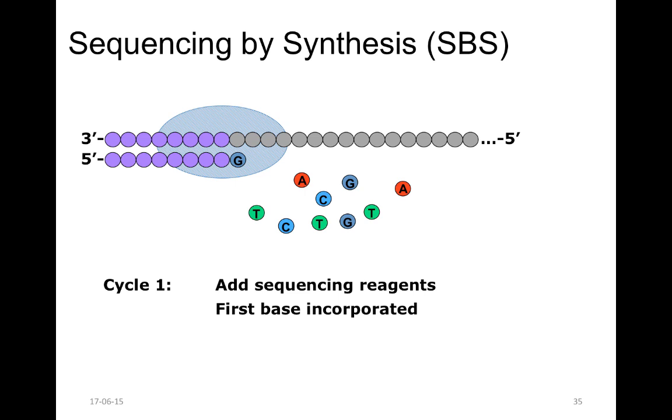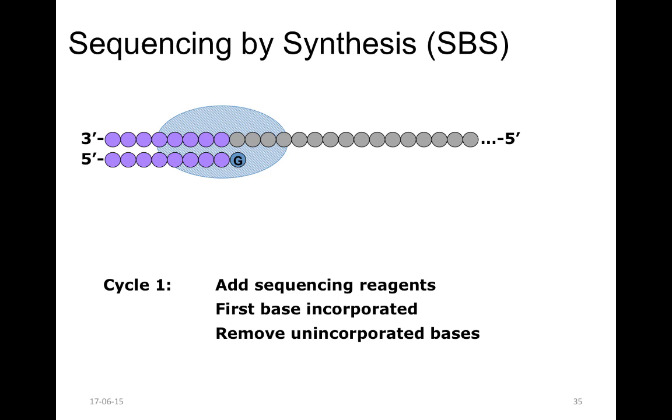So they only incorporate one at a time, whereas other technologies, such as 454 and Ion Torrent, are not terminated nucleotides. So if there's a homopolymeric stretch, you're going to get 2, 3, 4, 5, 6 nucleotides all incorporated. And the reason why those other technologies have high indel error rates is because it's very difficult to estimate, once you get past 3 or 4 nucleotides, how many have been incorporated. So the other major advance of this sequencing technology is reversible terminators.